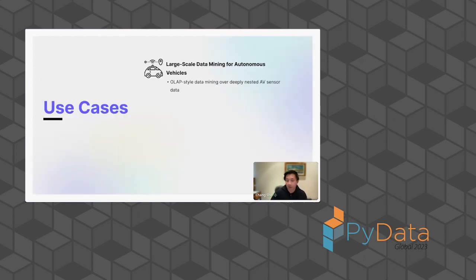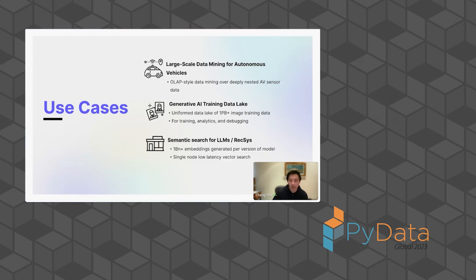In general, Lance format is used in a couple of different buckets, right? So large scale data mining for autonomous vehicles, for example, generative AI training data lake. So we've got users that have converted petabytes of image data for training, debugging, and vector search, obviously, and then semantic search for LLMs, RecSys, and generative AI, where we deliver single node, low latency vector search.